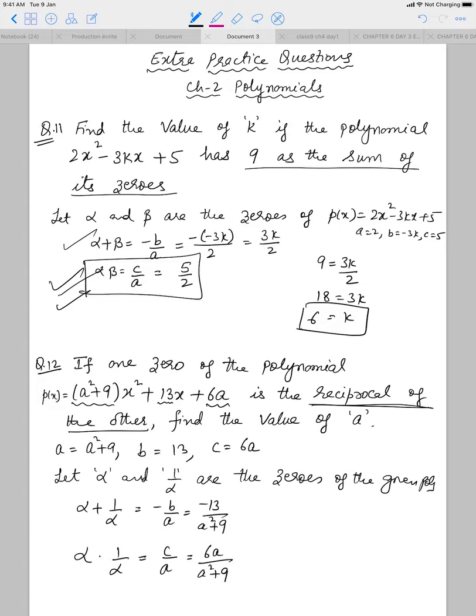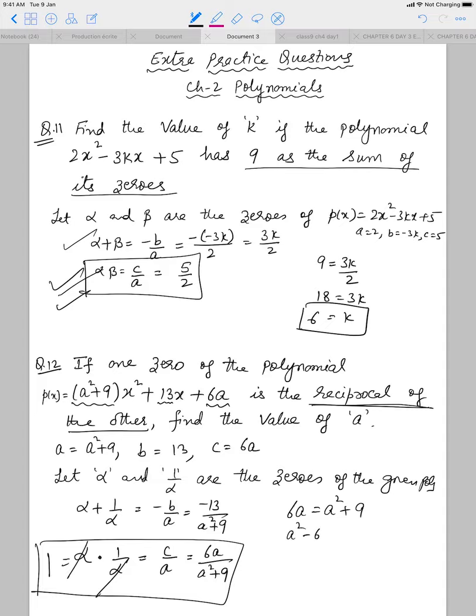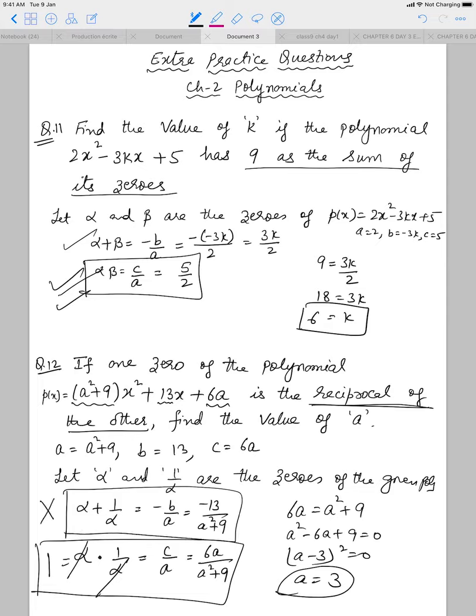Now from here you can easily see, when the roots are reciprocals of each other, their product will be equal to 1. So using this expression, we get 6a is equal to a square plus 9, or a square minus 6a plus 9 is equal to 0. This will become a minus 3 whole square is equal to 0, or we'll get a is equal to 3. The value of a we have found out, and we did not require this because the sum of the zeros was not given to us. So with the reciprocal, we use the product of zeros.